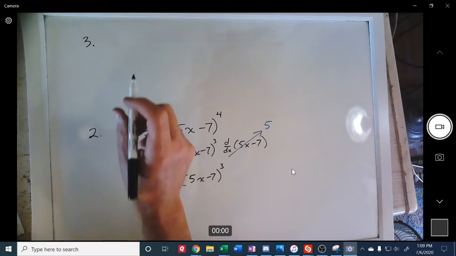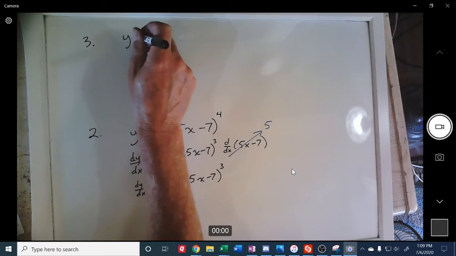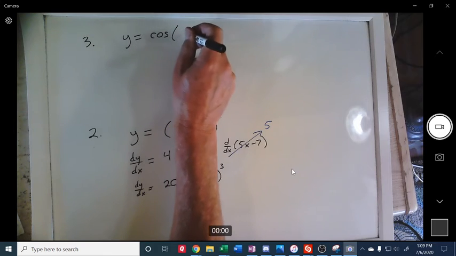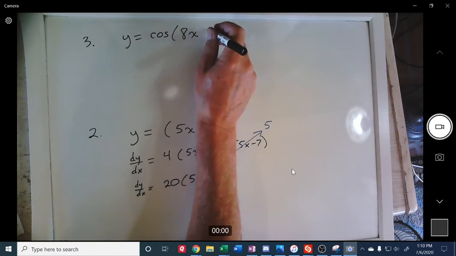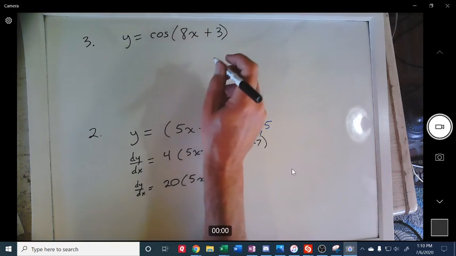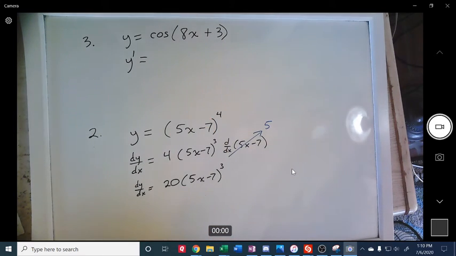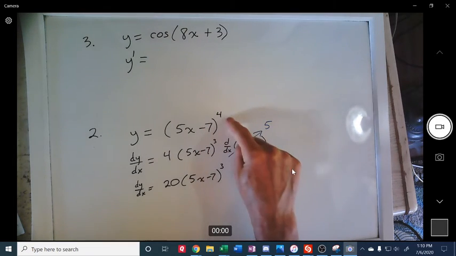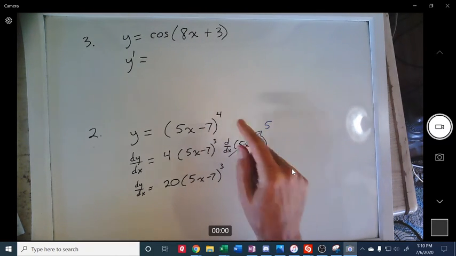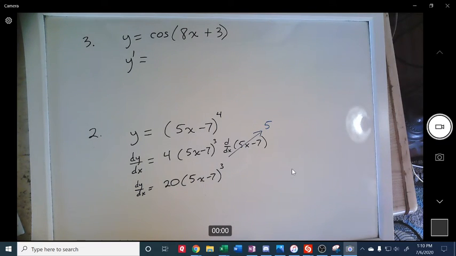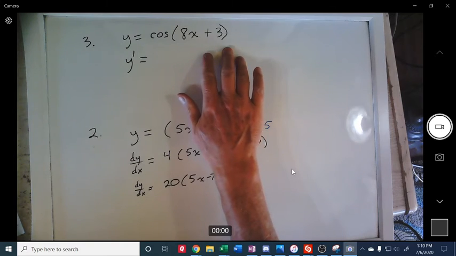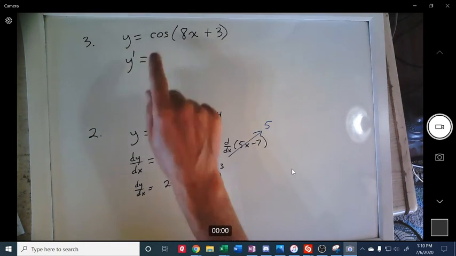Number 3. Let's take y equals the cosine of 8x plus 3. Find y prime. Now, this one certainly looks different than this one, but we approach it in a similar way. What is the outermost function of this one? Certainly it's not the 8x plus 3, so it's got to be the cosine.